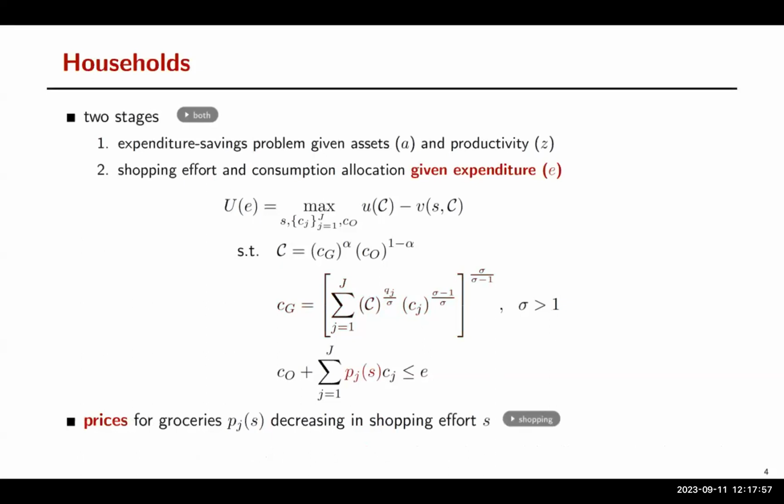And the benefit comes in the form of an effect on the prices that households pay for these grocery varieties. Because the prices that households pay for each of the grocery varieties are going to be a function of their shopping effort, a decreasing function of their shopping effort. And this function is an equilibrium object because it's going to depend on the price distributions that retailers post for each of these varieties. Okay, so this is how the price setting is going to interact with households' choices.